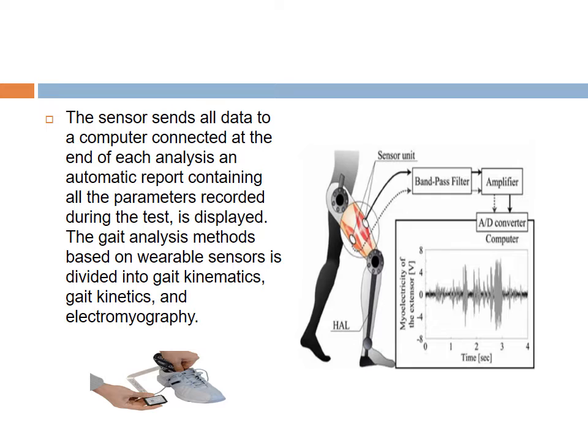The sensor sends all data to a computer connected at the end of each analysis. An automatic report containing all the parameters recorded during the test is displayed. The gait analysis methods based on wearable sensors are divided into gait kinematics, gait kinetics, and electromyography. The picture on the right side is a block diagram of the wearable gait analysis system. The sensed data is transferred to the analog-digital converter after passing through the bandpass filter and amplifier, and displayed on the computer as a digital signal.